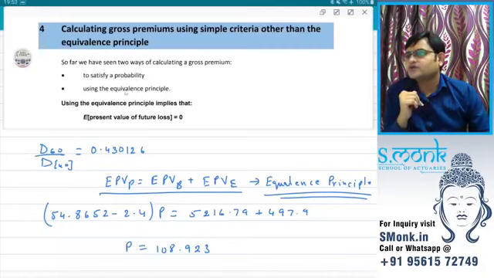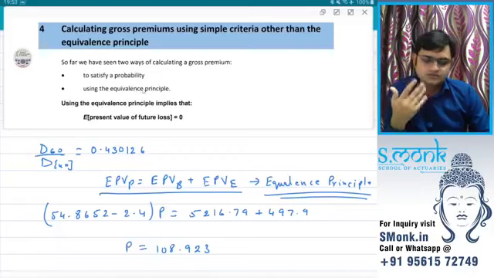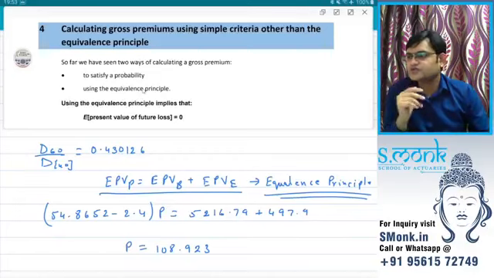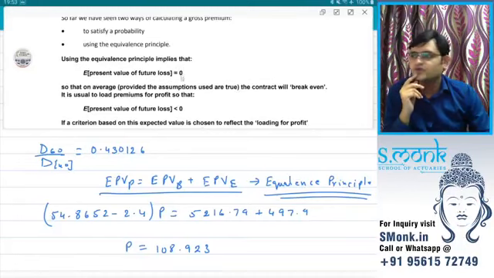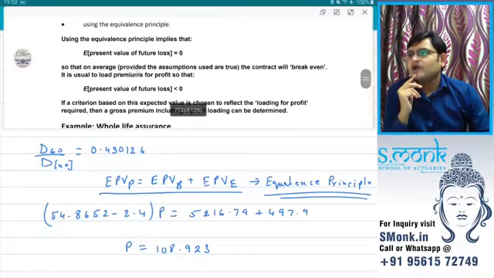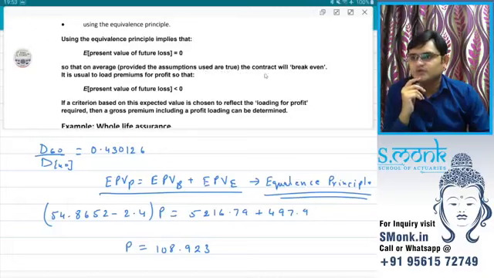And using the equivalence principle, we just did the equivalence principle. So here what we did was, we said the expected present value of the future losses must be equal to 0, right? That is what we did. So that on average, provided the assumptions used are true, the contracts will break even.